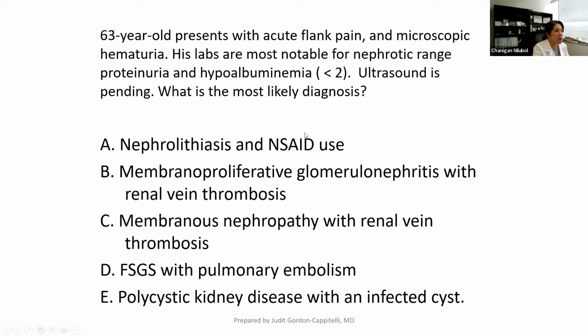So, a 63-year-old with acute flank pain and microscopic hematuria. He had nephrotic range proteinuria and hypoalbuminemia. His serum albumin is less than 2, pretty severe. Ultrasound is pending. What do you think is the most likely diagnosis?